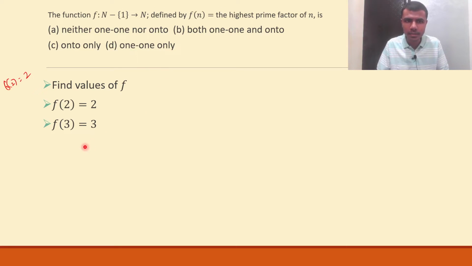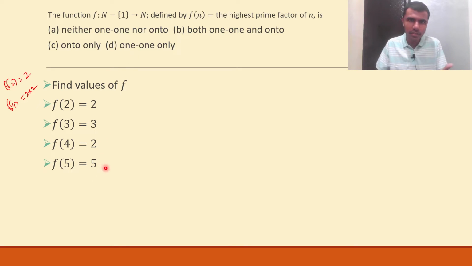Now there is something interesting. Now see, f of 4 is 2. Why? f of 4 is nothing but 2 into 2. I just prime factorized it. What is the highest prime factor here? 2, right? So that's why f of 4 is 2. See, f of n is the highest prime factor of n. That means f of 4 is the highest prime factor of 4. The highest prime factor of 4 is 2. I'm just analyzing the function. I have not yet started making decisions.